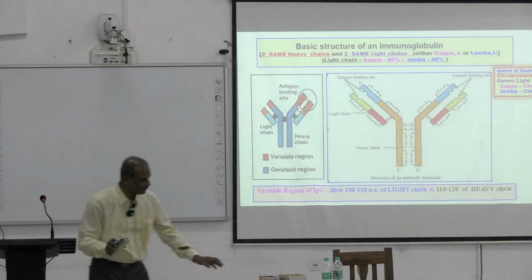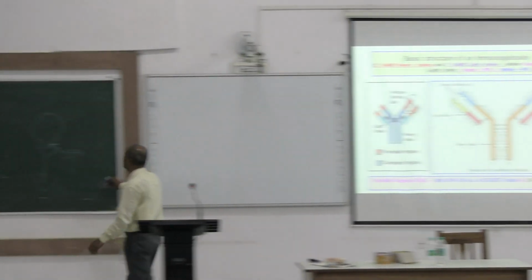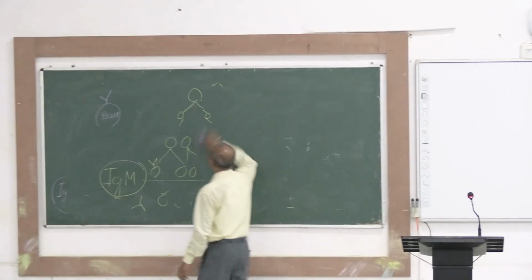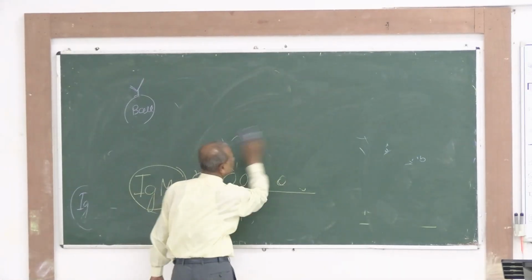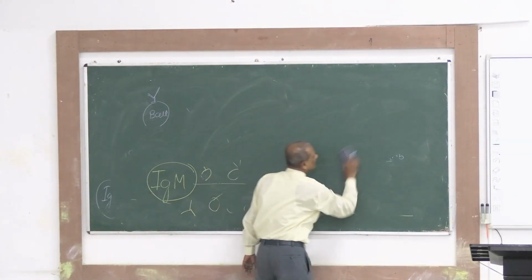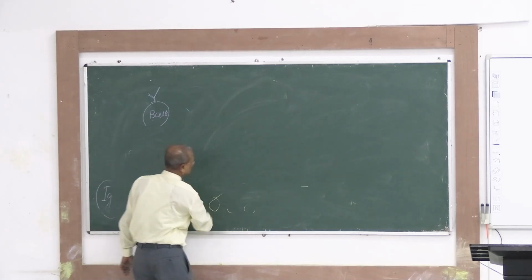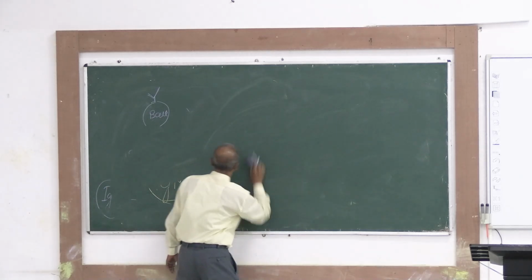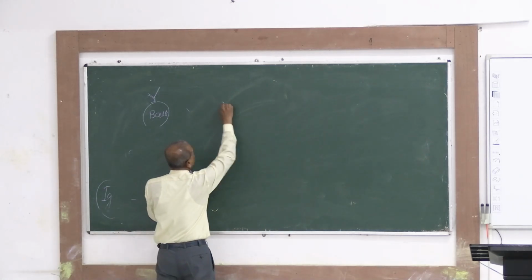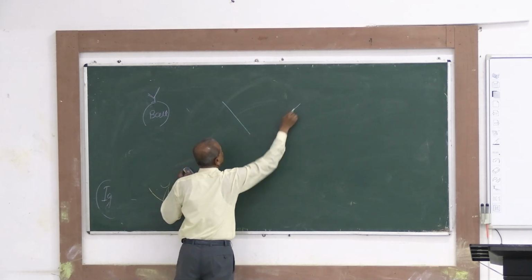I'll spend a little time on this. It is very easy to understand; the only thing is that you remember the points. Basic structure of an immunoglobulin: it is a Y-shaped structure basically. This is a Y-shaped structure.